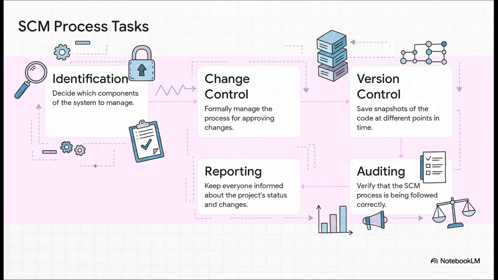And you can see how those basic actions build into this complete cycle. It all starts with identification, knowing what you're managing. Then change control acts like a gatekeeper for any modifications. Version control is like a time machine, saving snapshots of your work so you can always go back. And finally, auditing and reporting close the loop, making sure the process is being followed and that everyone is on the same page. Each step just flows right into the next, creating this really solid system.